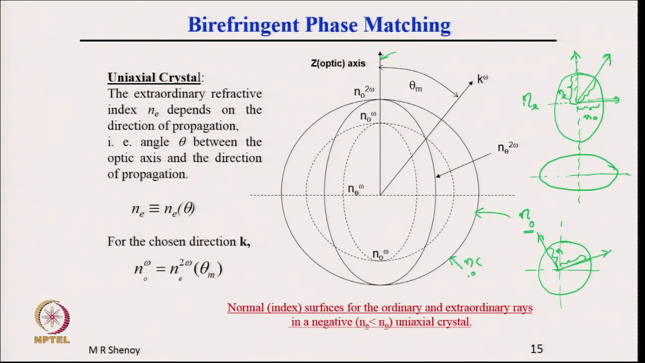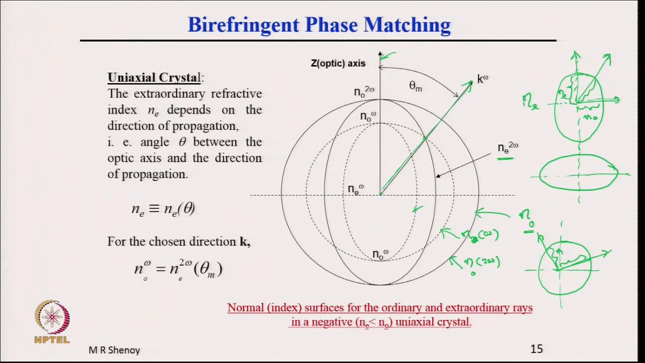NO of 2 omega, ordinary index at 2 omega, and this circle represents NO at omega. The ellipse represents NE at 2 omega, and the inner ellipse represents NE at omega. So, this represents NE at omega, and we see that it is an ellipse, which means depending on the direction of propagation, refractive index would change. What is important? Important is this point, this direction, and there is a point of intersection.